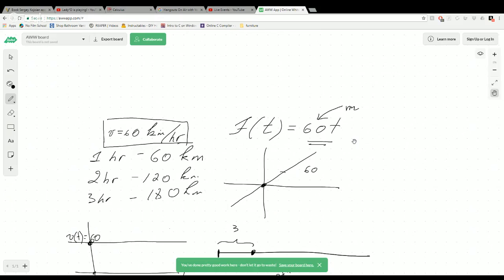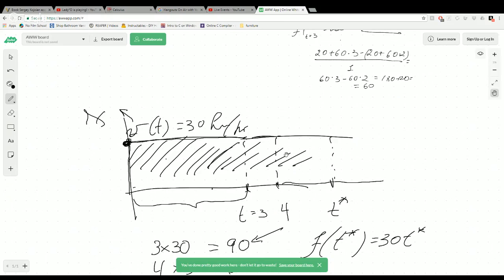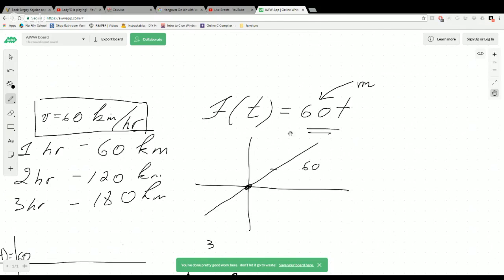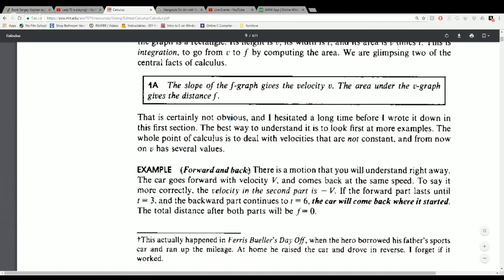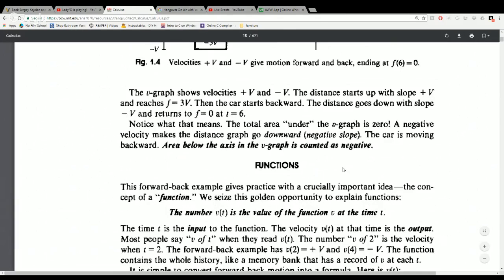So this is the relationship. Integration is finding the area under the v graph. And differentiation is the other way. Given the f function, we find the slope. We find the velocity. And that's differentiation. All right, let's go to the example, forward and backward. Let's see what this example is.